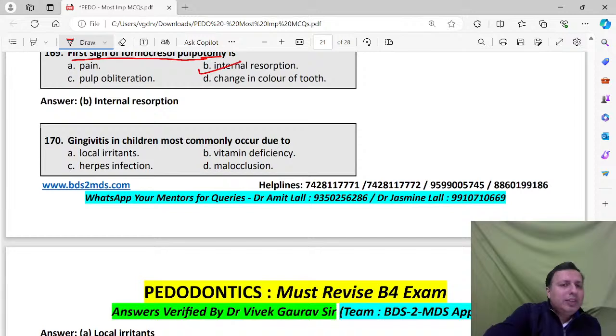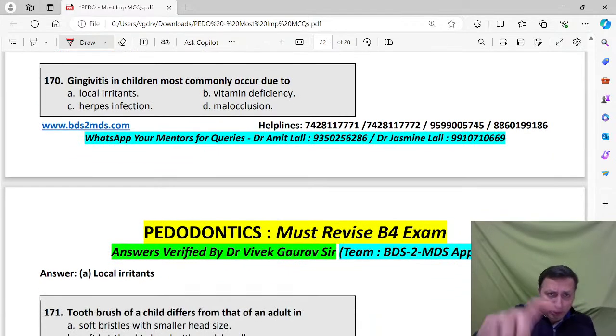Now, gingivitis in children most commonly occurs due to local irritants, vitamin deficiency, herpes infection, or malocclusion. See, gingivitis in children most commonly occurs due to poor oral hygiene, and plaque accumulation generally results in gingivitis. So we always tell the kids to do proper brushing and apply the Fones technique, and it is only because of the local irritants.